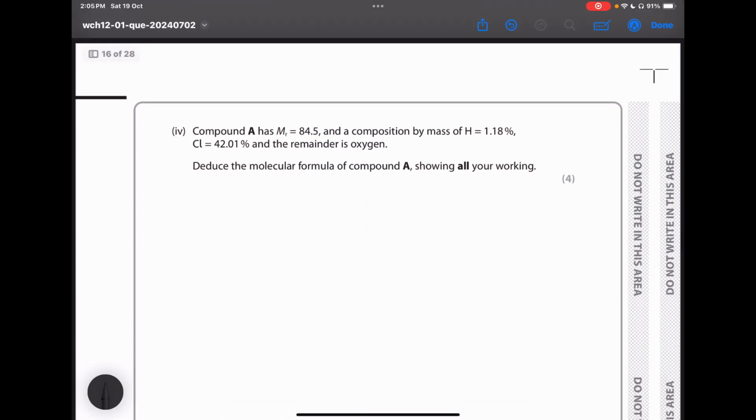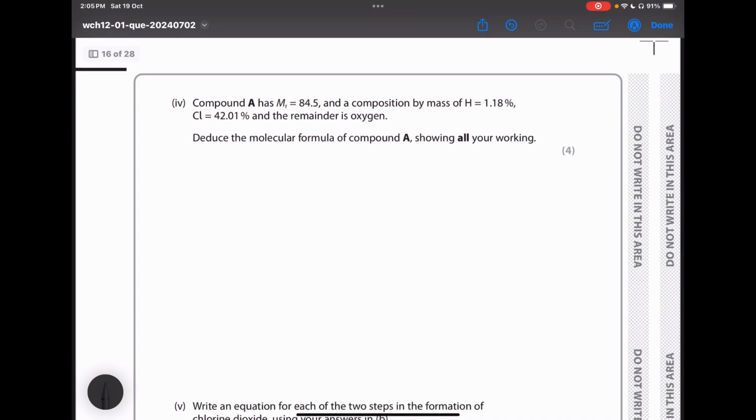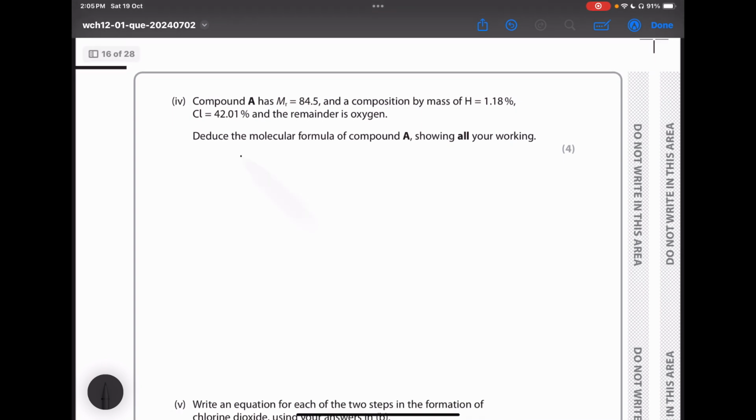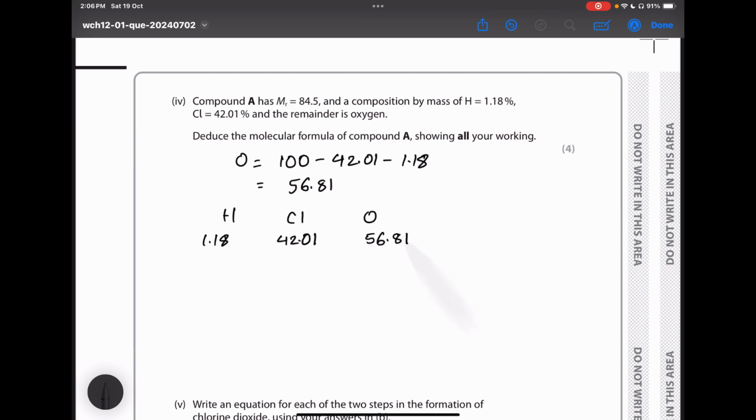Now, compound A has Mr 84.5. Decomposition by mass of hydrogen and chlorine is given, and the remainder is oxygen. So let's find out the remainder of oxygen. Oxygen is going to be 100 minus 42.01 minus 1.18. If we plug in the values in the calculator, we get a value of 56.81. Now, if we do the empirical formula method, we have H, then Cl, and then O. H is 1.18, Cl is 42.01, and oxygen is 56.81. We need to find the moles.